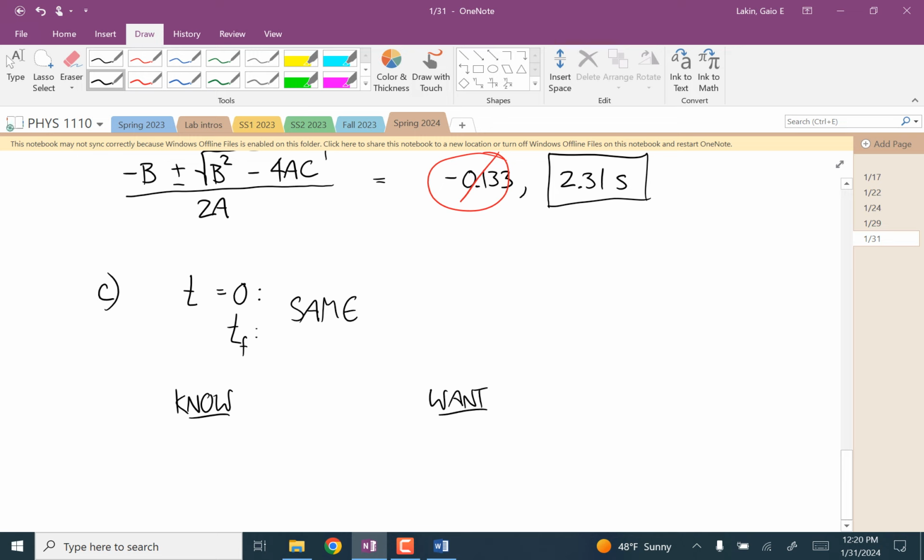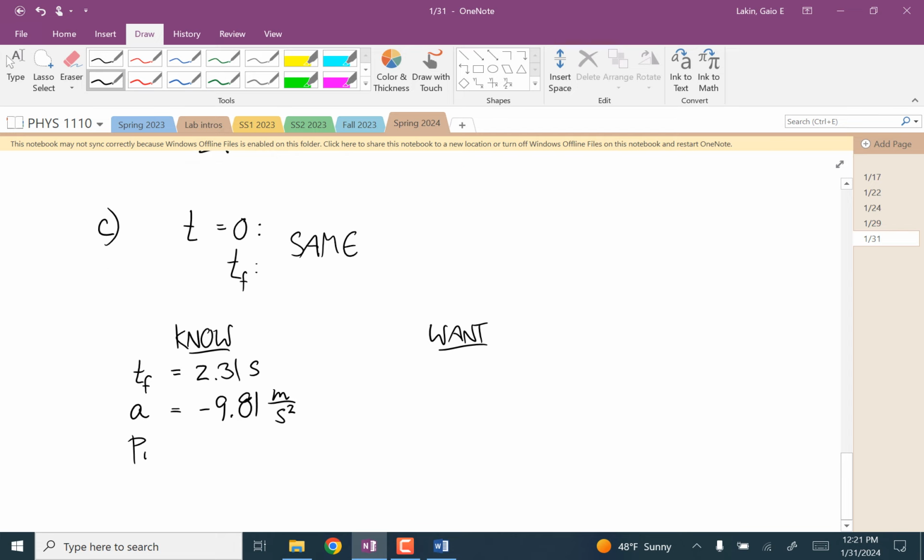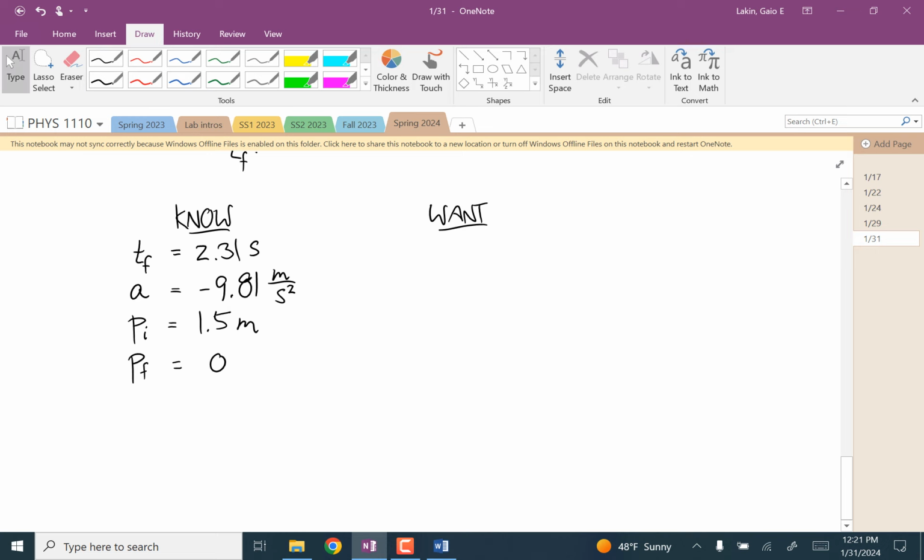Do we know how long it takes to hit the ground? Well, yeah, we just calculated that. So time final is equal to 2.31 seconds. The acceleration is still negative 9.81. P initial is 1.5. P final is 0. V initial is 10.67. And we're trying to calculate V final.